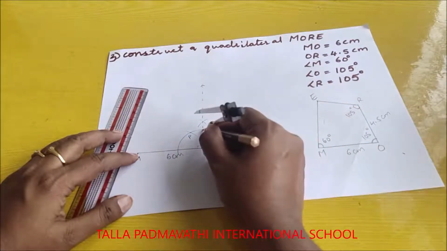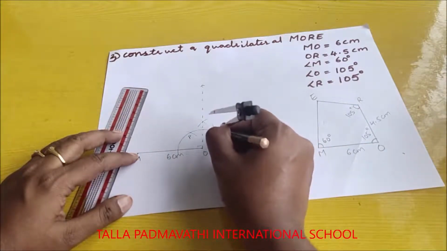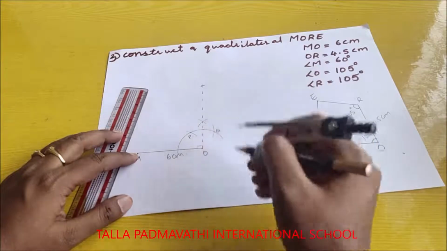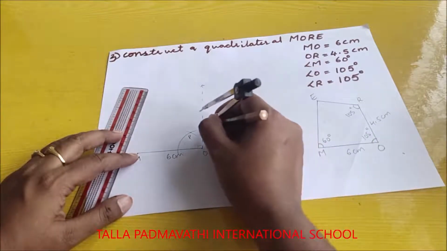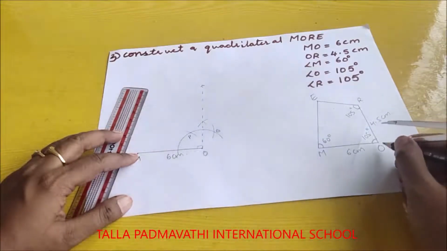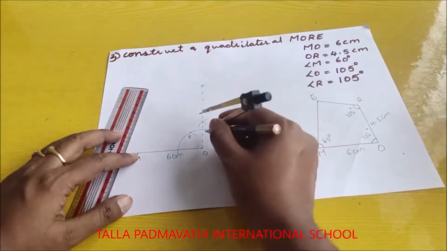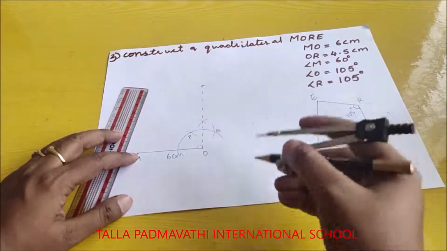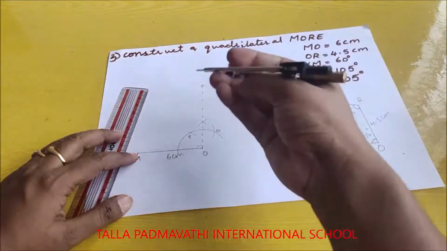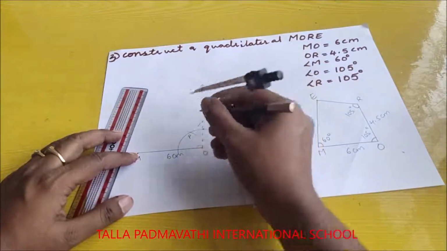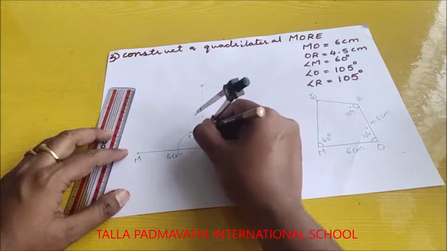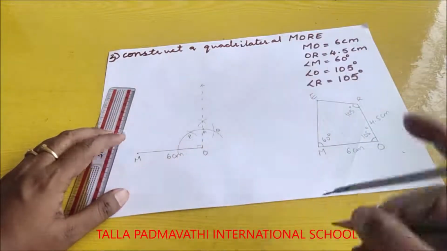So here if you see, from 90 to here, 120 minus 90 will be 30, children. So if you bisect 30, again you are going to get 15 degrees. So 90 plus 15 is 105. So let us take here a point, children. This will be A. Now AQ is there, children.